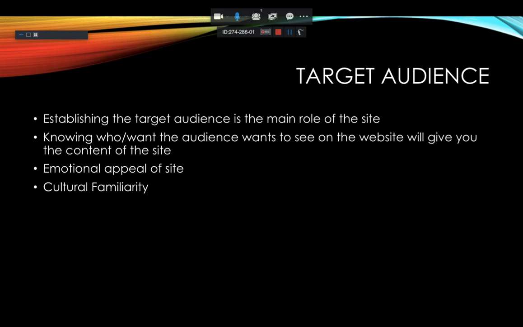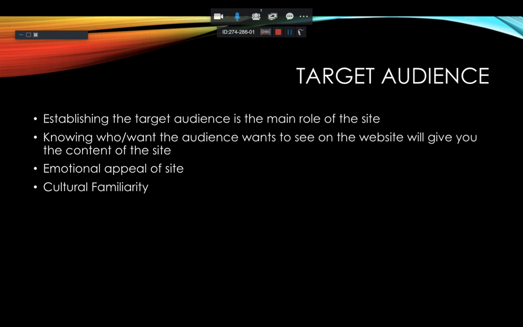We must establish the target audience to know exactly who and what we're making the site for. Obviously, we're working for a hospital, so our target audience is the people of that area who need medical care. Knowing exactly who, and what, the audience wants from the website is what we're going to need to get to. We're also going to have to deal with the emotional appeal of the site, which we will talk about in a little bit.